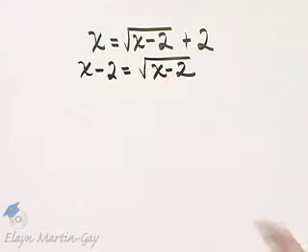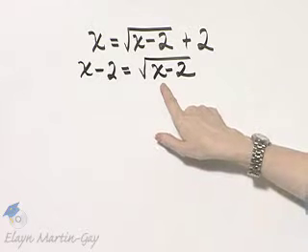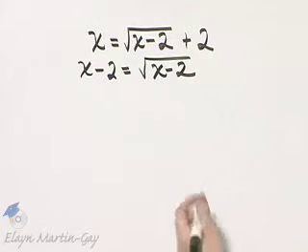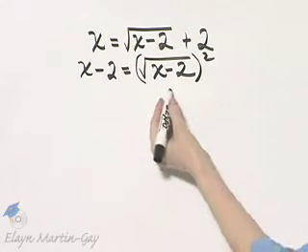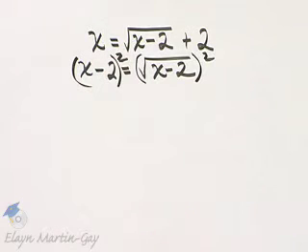Now, once this radical, in this case, is isolated, we want to remove it by using the power rule. I will square both sides. I'll square the right side, and because I squared the right side, I must also square the left side.